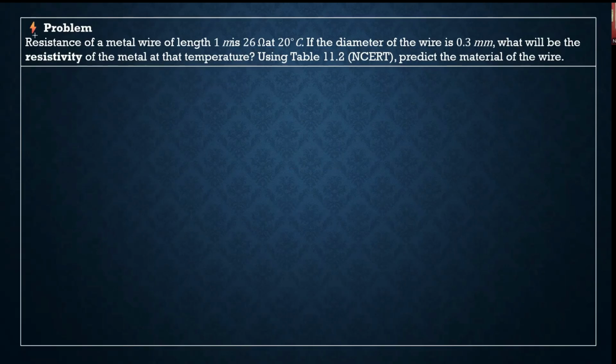What is given here? The length of the metal wire is 1 meter. Always while solving a problem, first you see what is given. The length of the wire is given, the resistance of the wire is given at 20 degrees Celsius, and the diameter of the wire is given as 0.3 mm. The resistivity is asked. So we'll use the resistivity formula, find the resistivity and then map it to know the material of the wire.